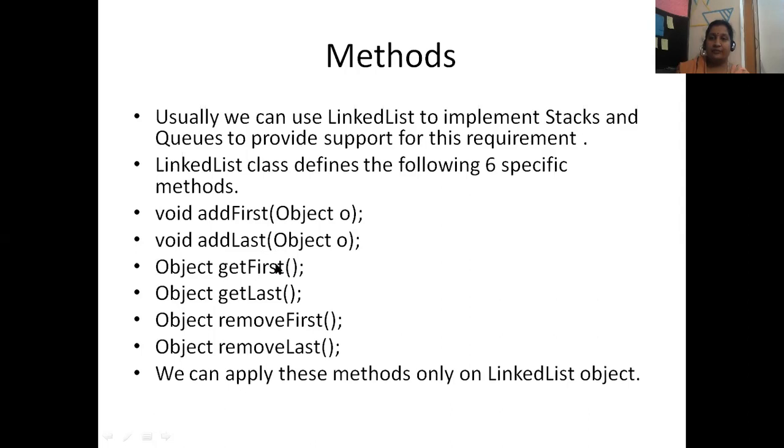Then getFirst: from the first of the list you can get the object. getLast: from the last of the list you can get the object. Then you can remove the first element. You can remove the last node. So we can apply these methods only on linked list object. These methods we cannot apply in array list.